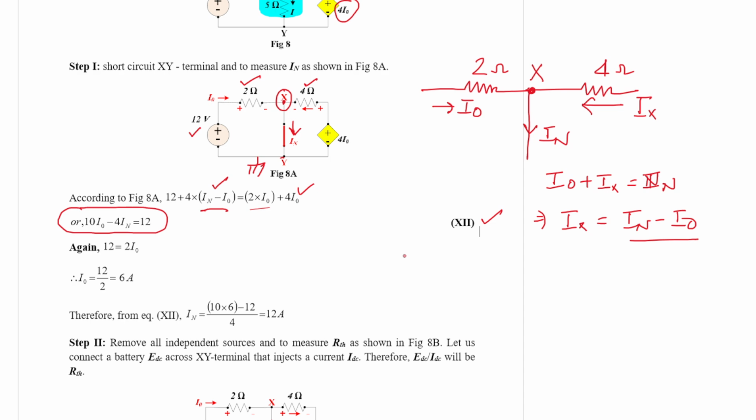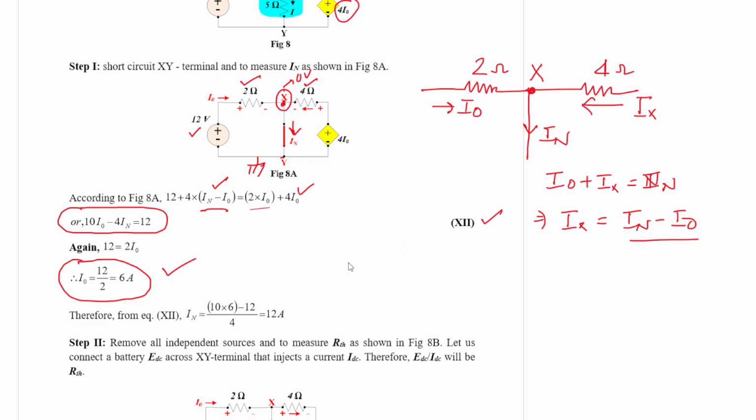Now as we are mentioning that this Y node is at ground potential, and due to the short circuiting, the X node also becomes the ground node. So basically the node X is 0 volt. So this I naught is nothing but 12 minus 0 by 2, which is 6 ampere.